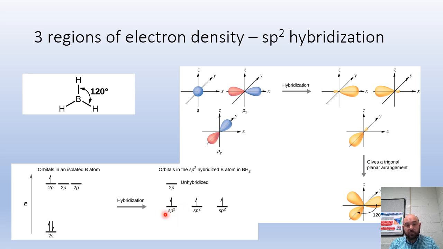orbitals, sp2 because it was made with one s and two p's. He leaves one of the p orbitals unhybridized. This one here is left unhybridized and empty. And then he can form those three bonds. Each of these sp2 orbitals can overlap with the 1s orbital of hydrogen in order to form the 3 sigma bonds that are needed for the Lewis structure seen here.